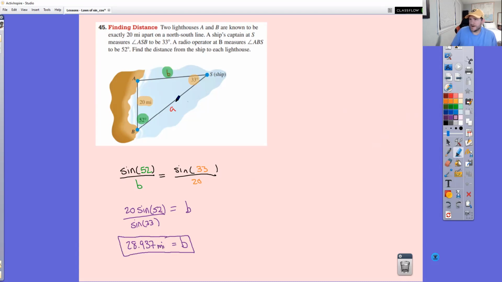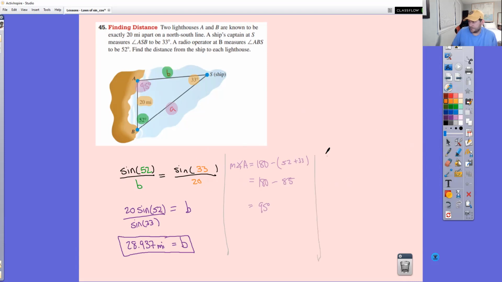Now for the next one, we want this side, but we don't have this angle, but we can go ahead and find that angle easily. To find the measure of angle A, we just do 180 minus the sum of the other two angles. So that's a 95-degree angle. And now that we know that it's 95, we can solve.